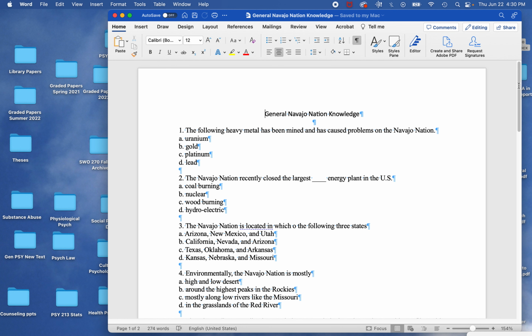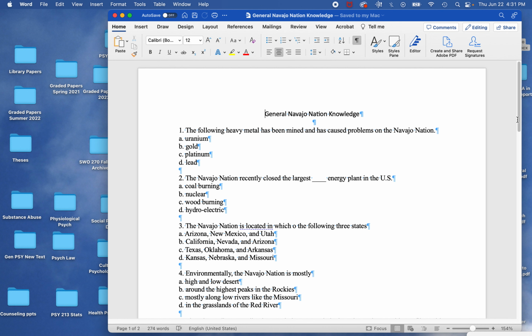But of course, if you live in Upper New York State, do you know that uranium was mined on the Navajo Nation? The Navajo Nation recently closed the largest coal-burning energy plant in the United States. That is something that probably only people in Arizona or people on the Navajo Nation are aware of.